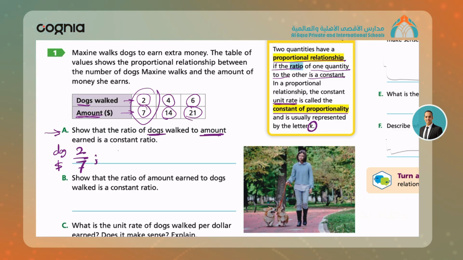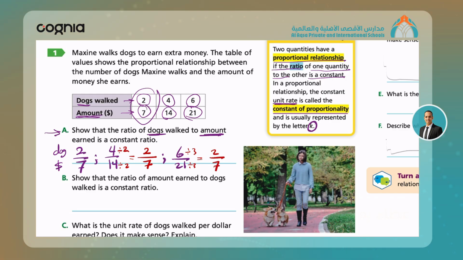The second ratio also is 4 to 14. And you know, when you simplify fractions, you can just divide up and down by the same number. So 4 divided by 2 and 14 divided by 2. Both numbers can be divided by 2. So 4 divided by 2 equals 2, and 14 divided by 2 equals 7. What about 6 to 21? It's the same thing, but both numbers can be divided by 3. So 6 divided by 3 is 2. 21 divided by 3 is 7.